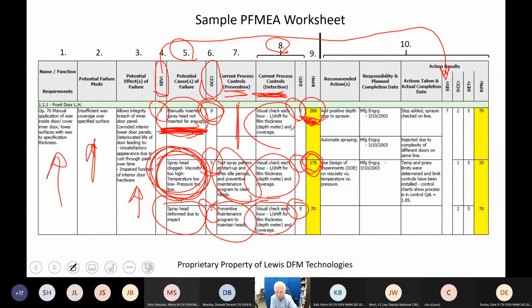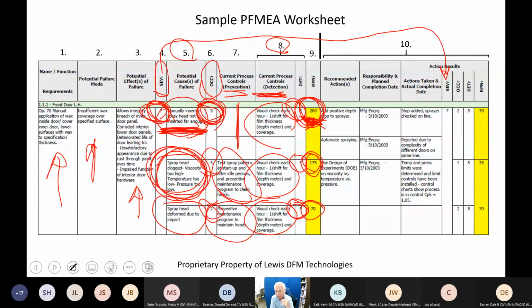Well, wait a minute, how come it's not 280? Well, because even though they all have a severity index of 7, they have different occurrence numbers of 8, 5, and 2. So that changes the answer, the product. So 280 came from 7 times 8 times 5 equals 280, and so on and so forth. The 70 came from the 5, the 2, and the 7. So now we know which one to focus on if we're only going to focus on one, and it's this one. What's the recommended action?